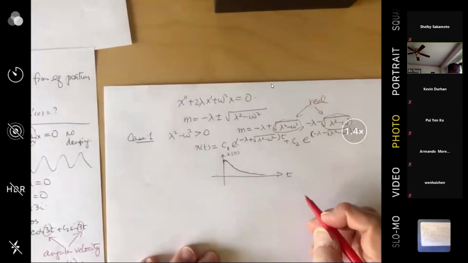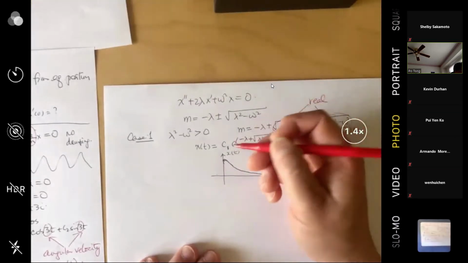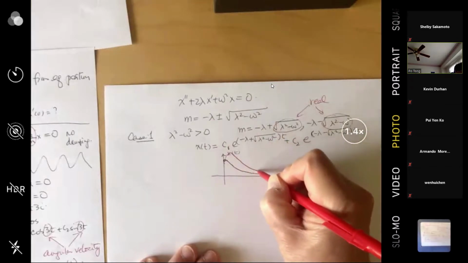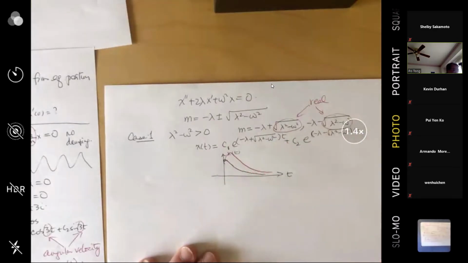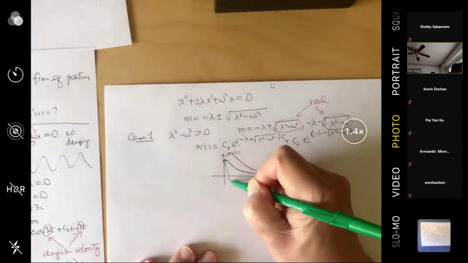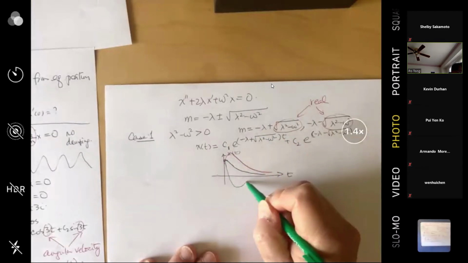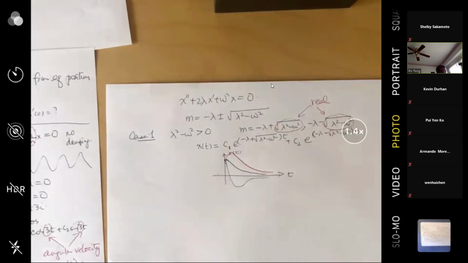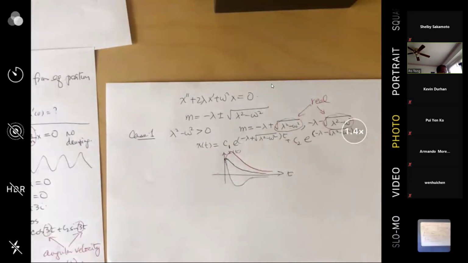It can potentially go up and then approach zero. It can go down a little bit, and then go back and approach zero. So this is the situation in this type of solution.